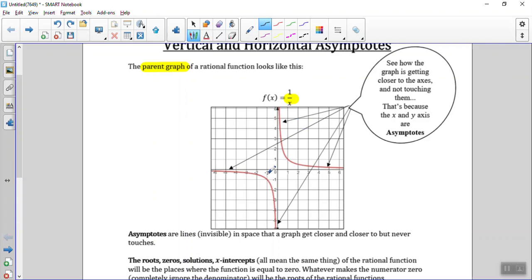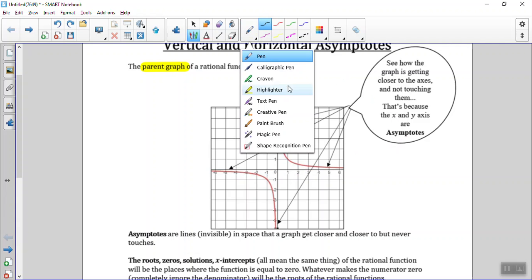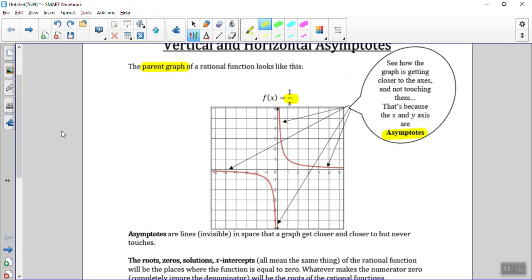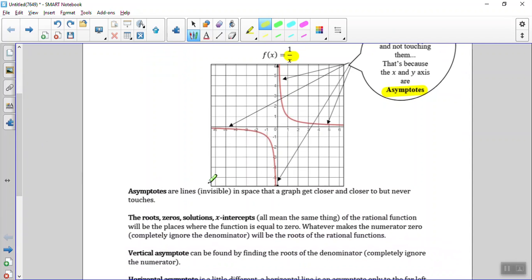You can notice that it's not a continuous function. It's broken up. It looks like it's broken up into two different graphs. But this is one graph of a rational function. And rational functions have these things called asymptotes. Asymptotes are lines. They're invisible in space, like you can't see them, but it's basically where a graph gets closer and closer to but never touches it, okay?